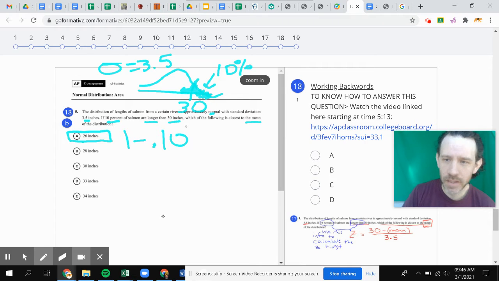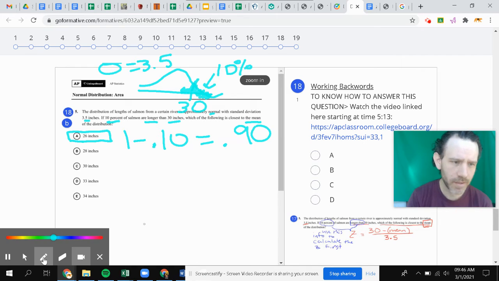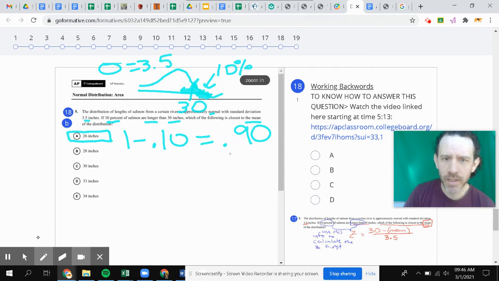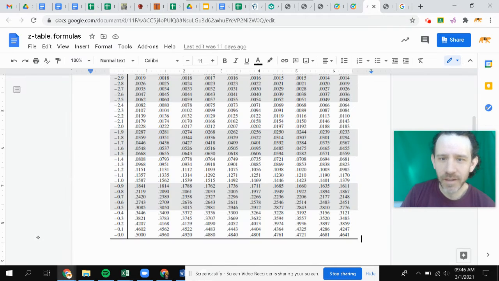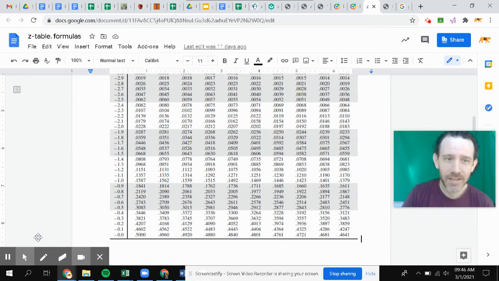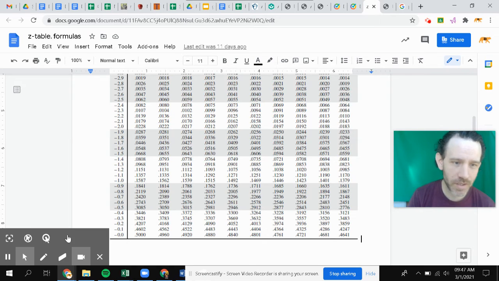So that's 0.90. Now, if it said the salmon are lower than 30 inches, I wouldn't have to change anything here. This step would not be necessary, but it is because we are longer than. So that's the first step. Now I have to figure out the z-score that goes with 0.90. And how do I do that? Well, I have to go to the z table. And because we have a percentage, we're working backwards, in reverse. I'm looking inside the table, not the outside. So the percentages are inside. So let's find 0.90, or one that is closest to 0.90.